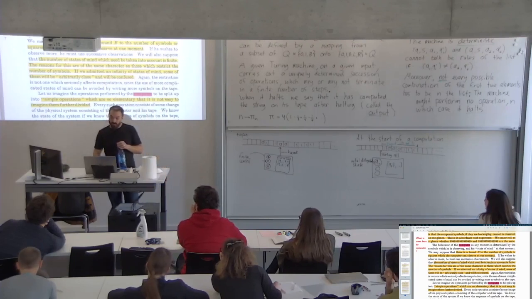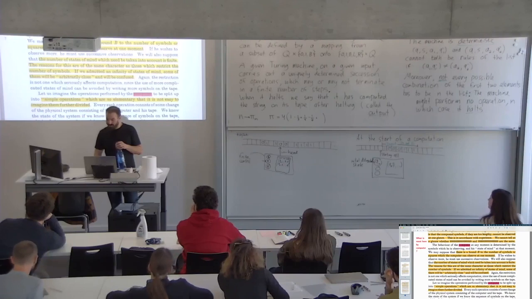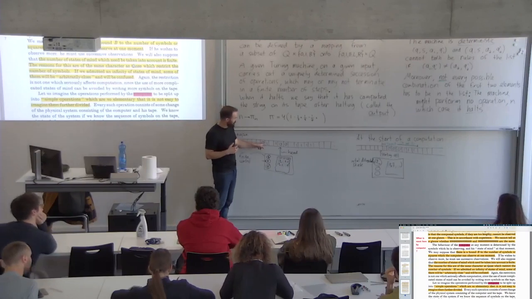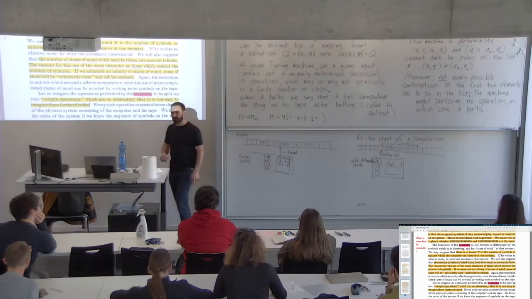If he wishes to observe more, he must use successive observations. We will also suppose that the number of states of mind which need to be taken into account is finite. So now he's arguing that not only the alphabet of symbols is finite, which we took binary, but that the set of cues is also finite.